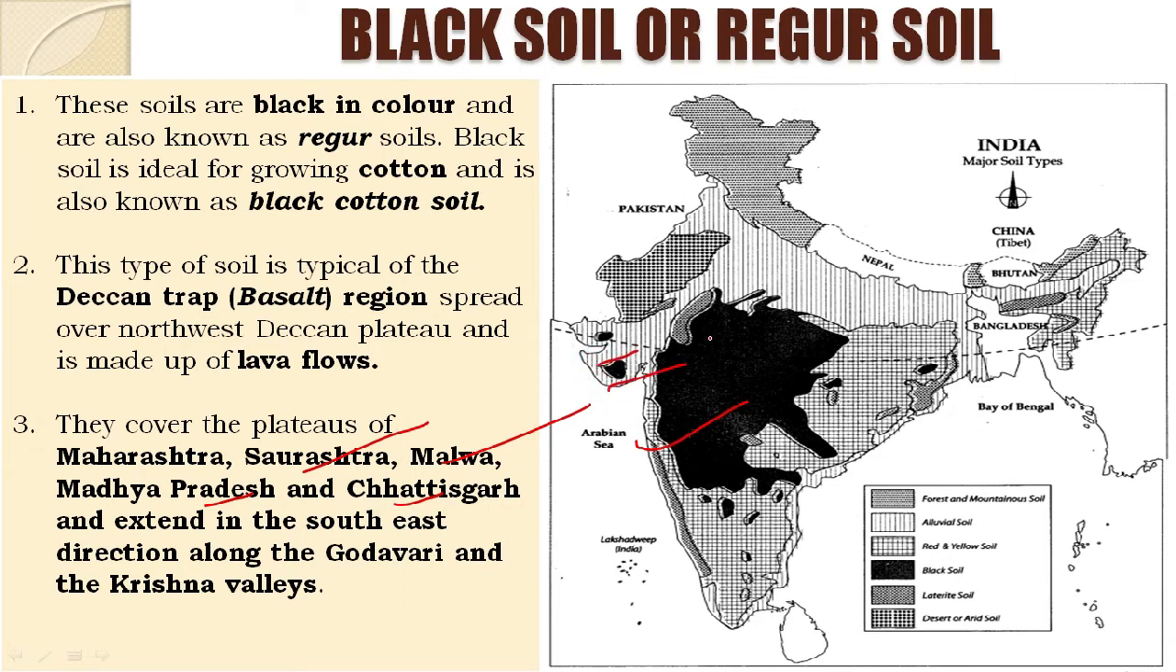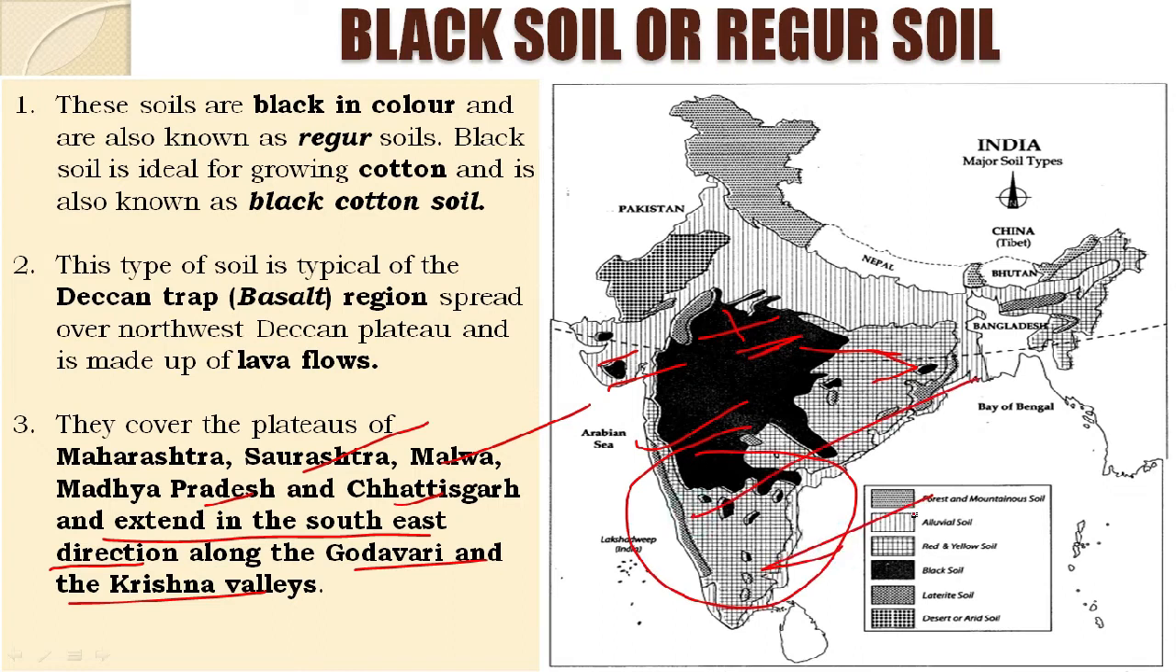This is Saurashtra Plateau, then here is Malwa Plateau, then Malwa is situated adjacent to MP, and then we come to this side, then this side we can find Chhattisgarh, and we see that they extend in the southeast direction along the Godavari and Krishna valleys. So here in the down south you can find the Godavari and the Krishna valleys. So this is all about the distribution of the black soil.